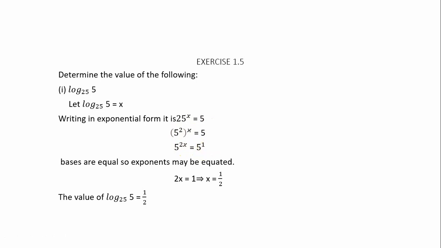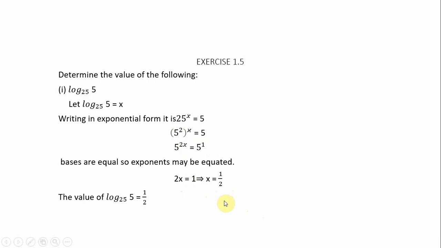Now as the bases are equal, exponents may be equated. Here the base is 5 and here also the base is 5, and in between them you have the equality sign. Therefore the exponents may be equated. So what are the exponents? 2x is equal to 1, which implies x is equal to 1 by 2, transposing the 2 to that side. This is the pro forma of the sum which we require in your classwork.